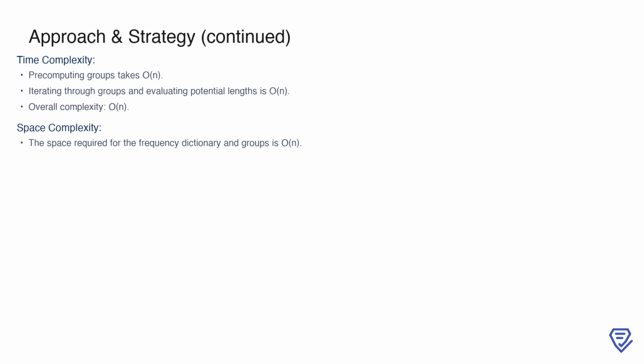Pre-computing the groups requires a single pass through the string, which is O(n). Similarly, iterating through the groups and evaluating potential substring lengths also takes linear time. This means the overall time complexity is O(n), which is drastically better than the O(n cubed) complexity of the brute force method. For space complexity, we only need to store the frequency dictionary and the groups, both of which require O(n) space. This makes the optimized approach not just faster but also memory efficient, ensuring scalability for large input strings.